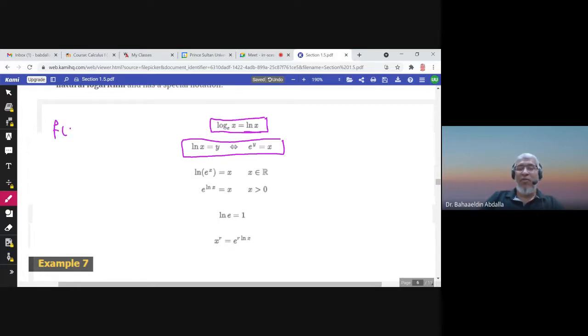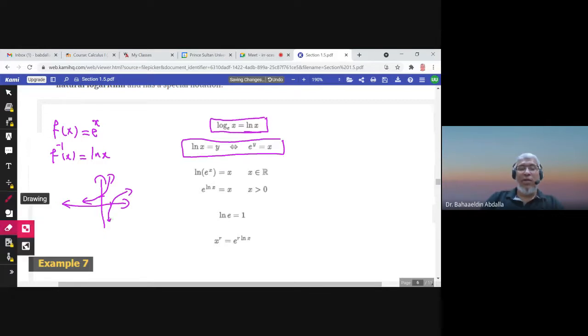Now, if f of x is e to the x, then f inverse of x is ln x, the logarithmic function with base e. These two are inverses of each other. The graph of e to the x is like this, and the graph of ln x is like this. And the graph of ln is the reflection of the graph of e to the x about this line, y equals x. So in general, if x is 1, then e to the 0 would be 1.